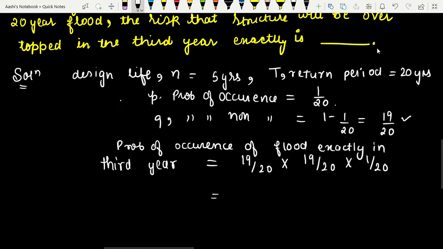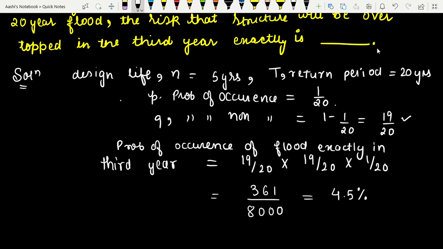So we can write it as 361 divided by 8000, which, if you solve it, will come out as 4.5%. So there is a 4.5% chance, a 4.5% risk, that the structure will be overtopped exactly in the third year.